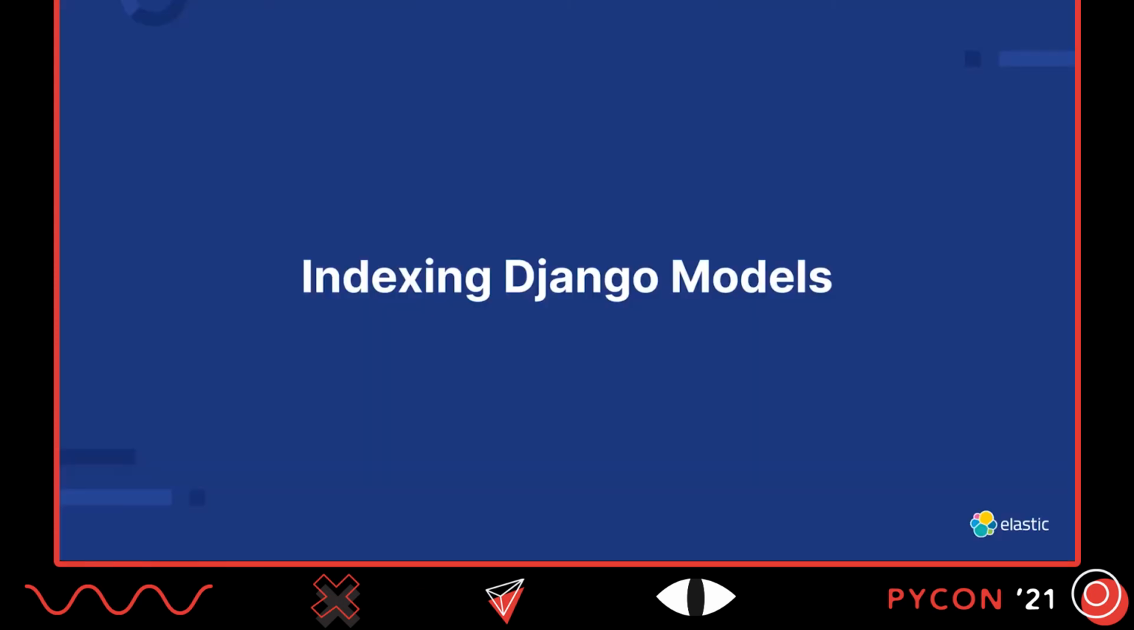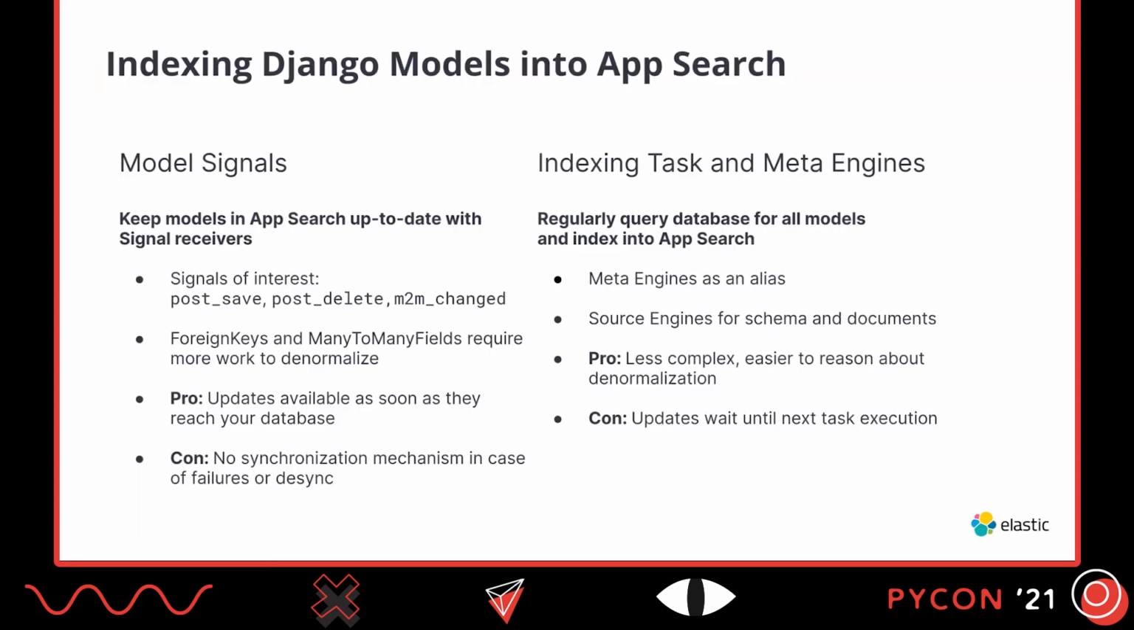So we've gotten documents into AppSearch using the UI and the APIs manually. Let's discuss now how a Django application should use AppSearch as a companion database and keep its primary data store and documents in AppSearch in sync with each other. There are a couple ways we can do this. The first way uses model signal receivers in Django. Basically, you set up receivers that re-index the model every time it's modified or deleted by Django.